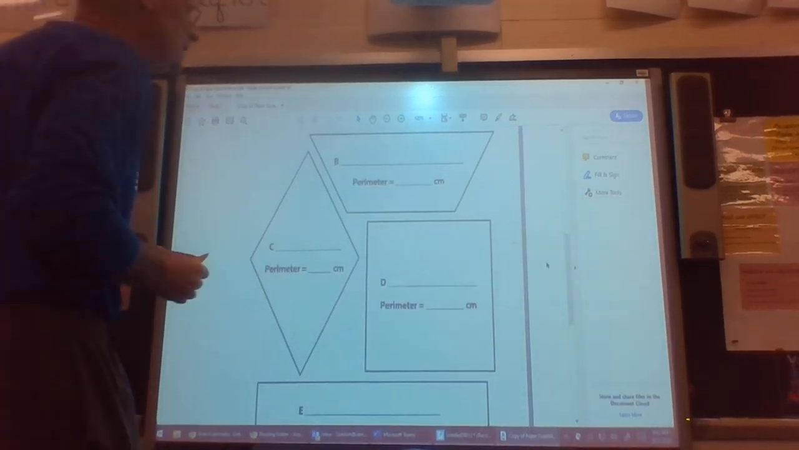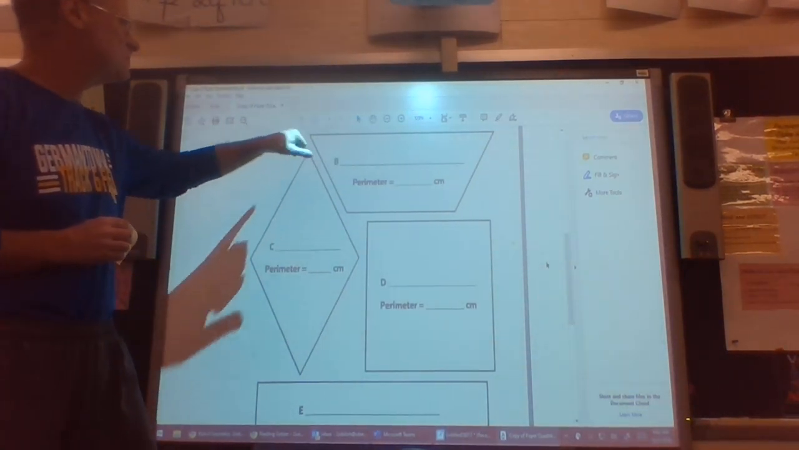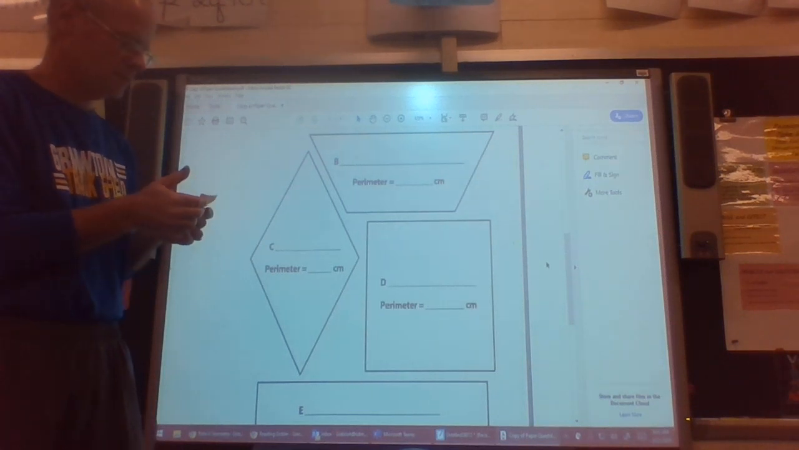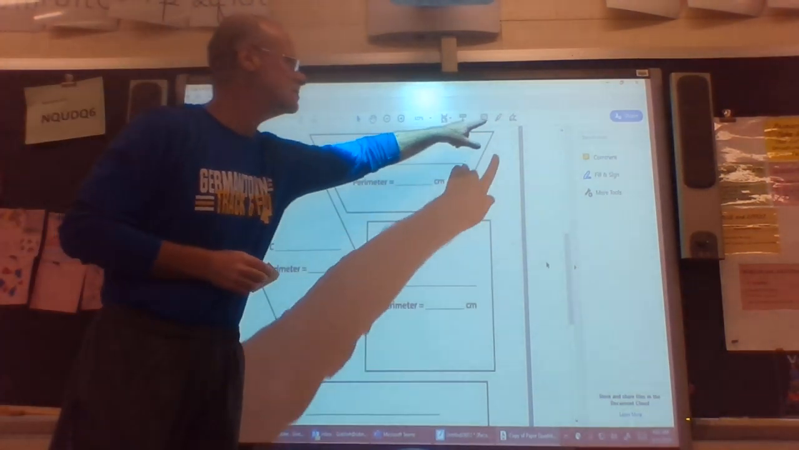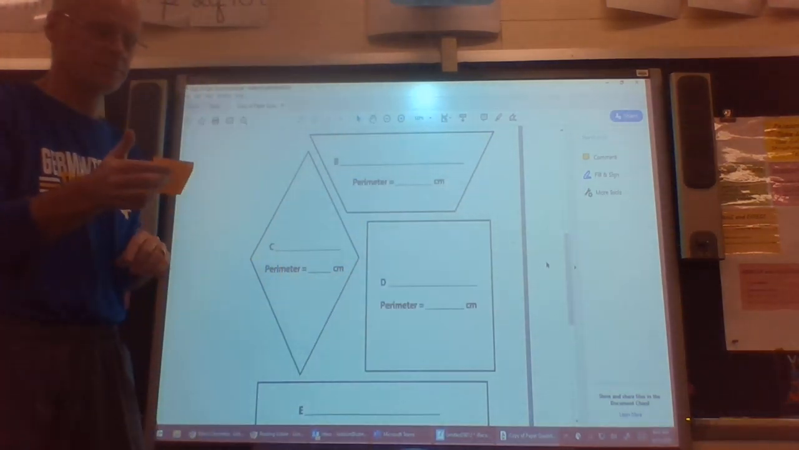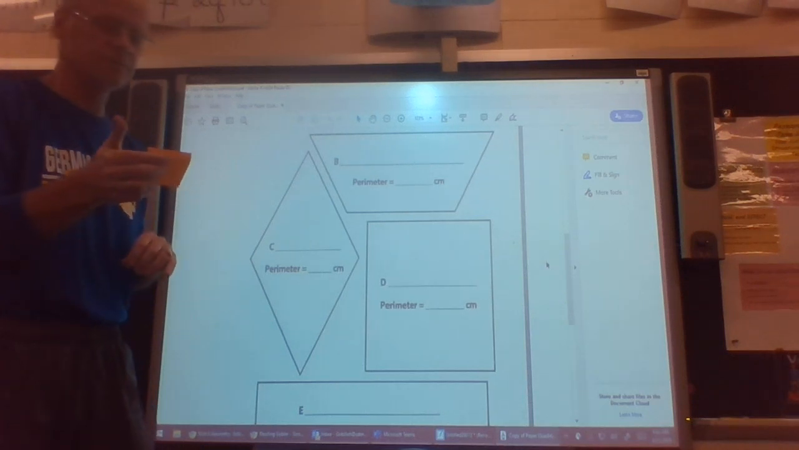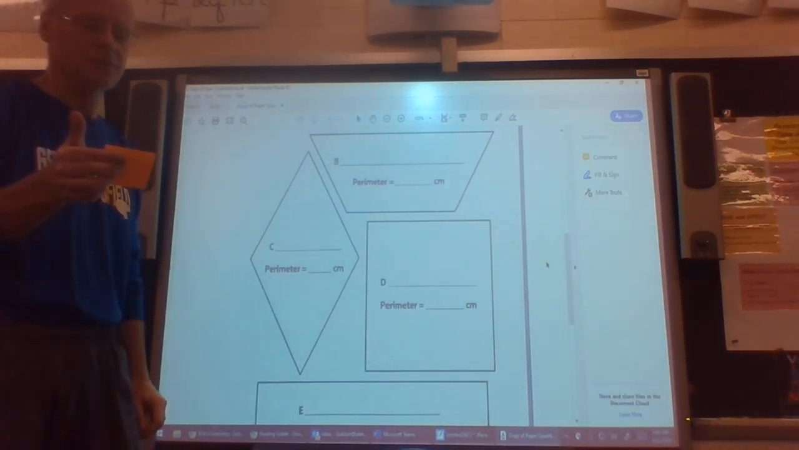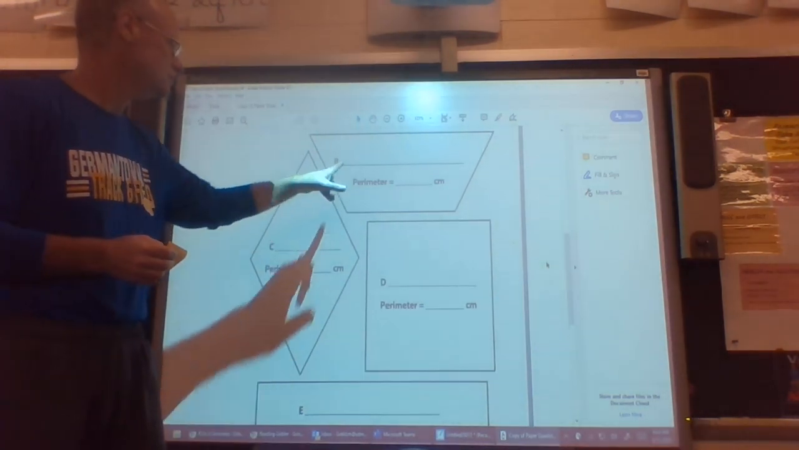Okay, let's start with the trapezoid. When I measured my trapezoid, I found this side to be 14 centimeters. I found the two slanted sides to be 6 centimeters each. And I found this side to be 8 centimeters. So my trapezoid had a perimeter of 34 centimeters.